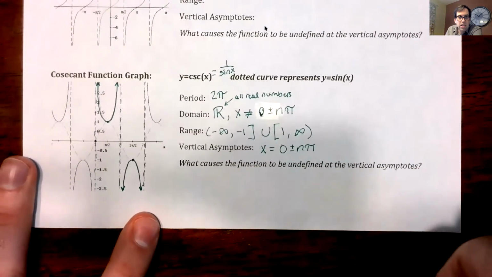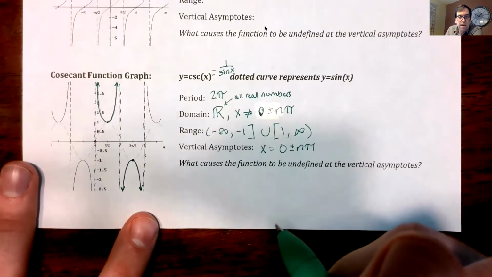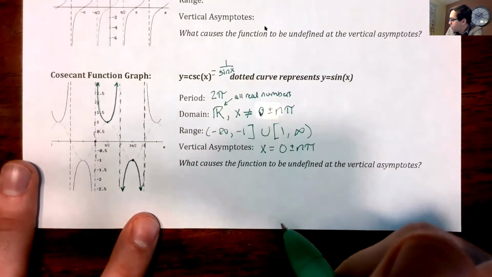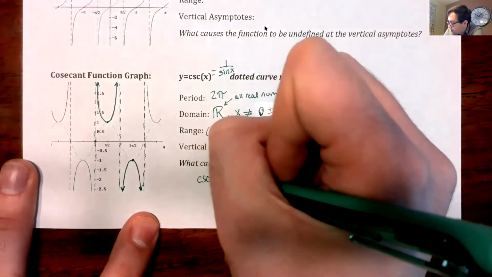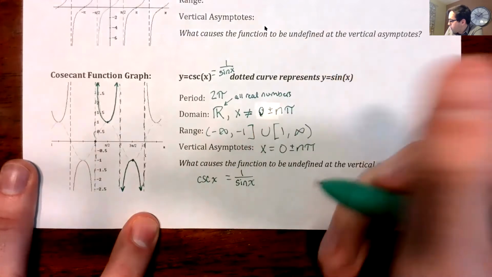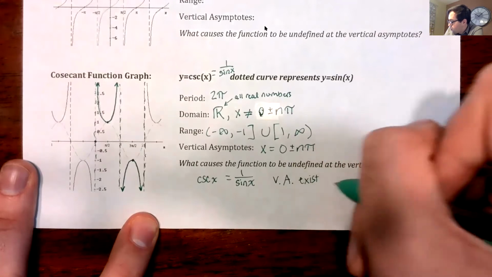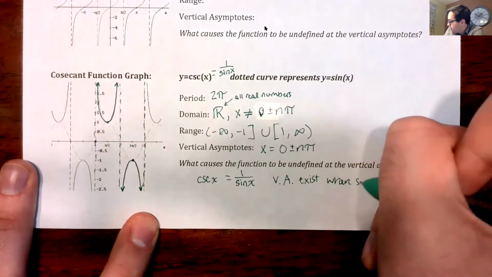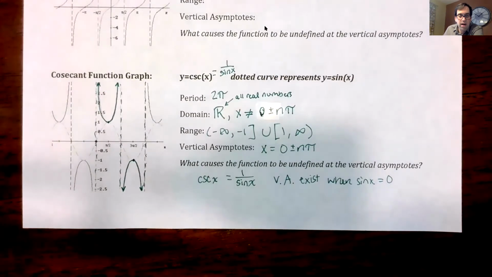This last question here, I want you to definitely think about this. What causes the function to be undefined at the vertical asymptotes? Well, we've already kind of discussed that. It's because cosecant is 1 over sine. So vertical asymptotes exist when sine of x equals 0. So now we have it in writing.